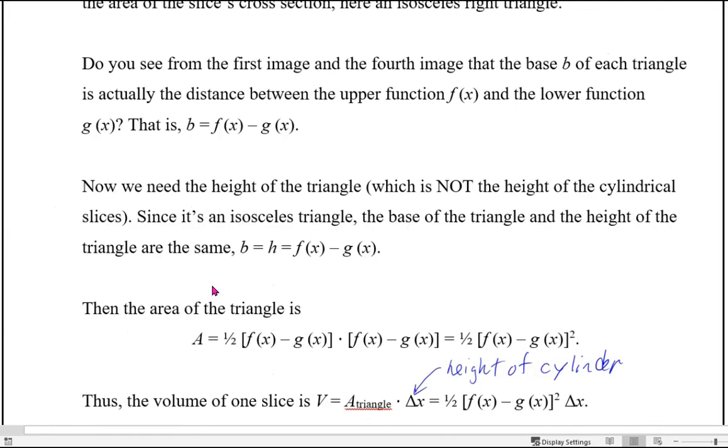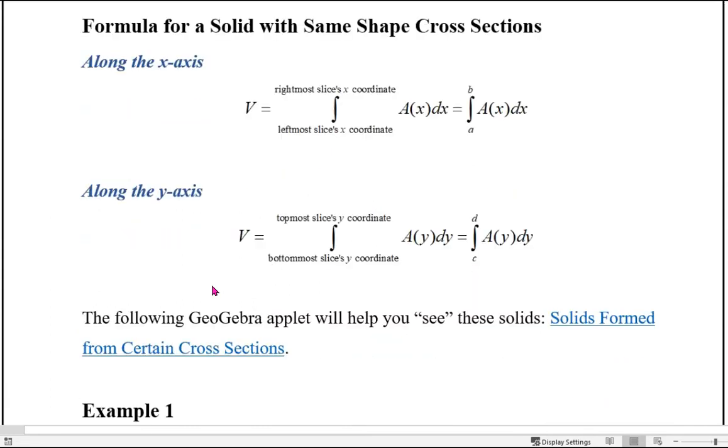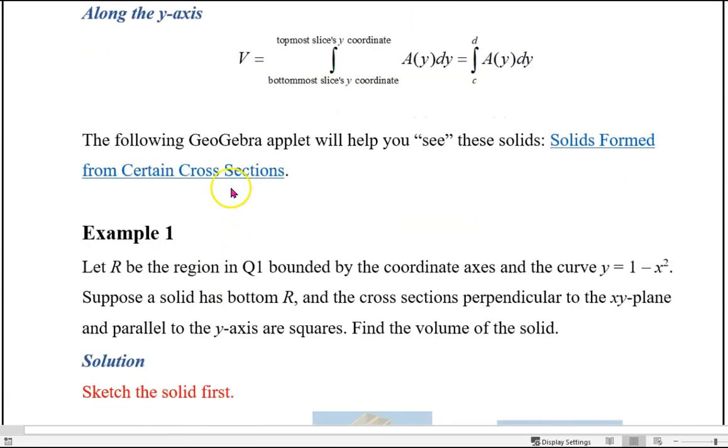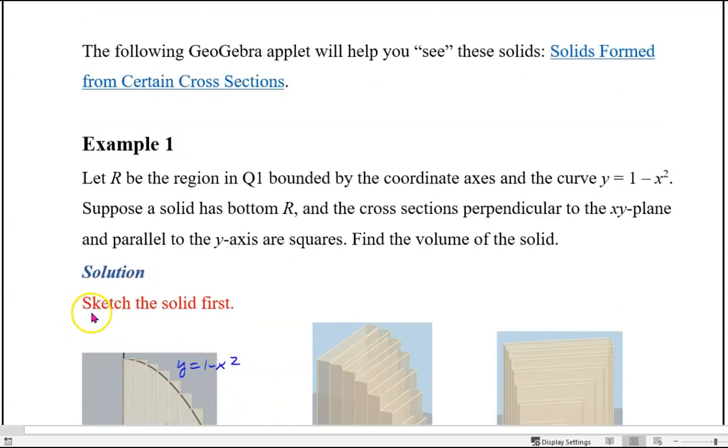Let's now look at the next piece. Let's look at this GeoGebra applet that will help you to see these solids. This is a hot link. You can click on it now to go to solids formed from certain cross sections. We're going to take that to look at this next example, Example 1.